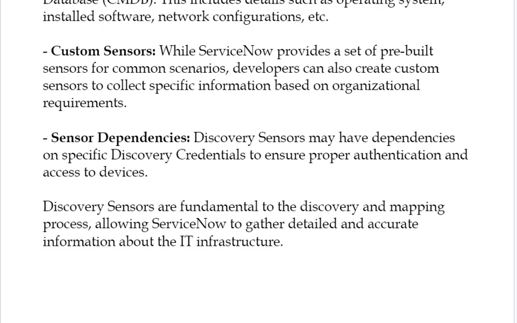Next point, sensor dependencies. Discovery sensors may have dependencies on specific discovery credentials to ensure proper authentication and access to devices. Discovery sensors are fundamental to the discovery and mapping process, allowing ServiceNow to gather detailed and accurate information about the IT infrastructure.